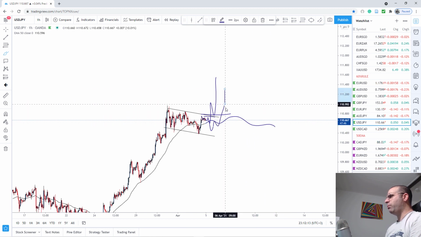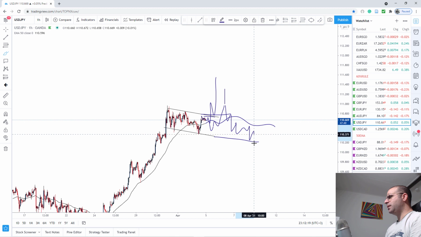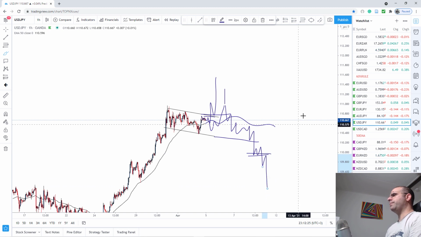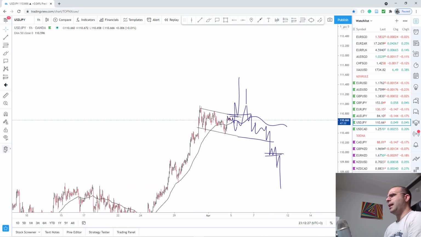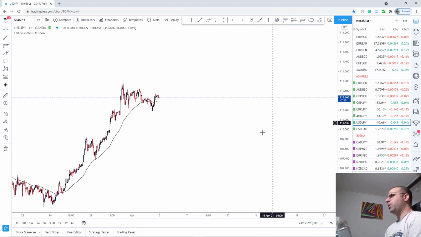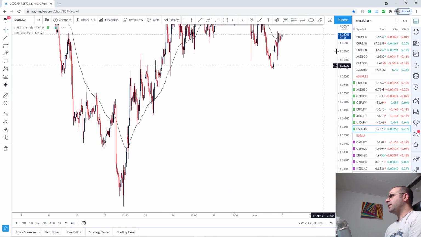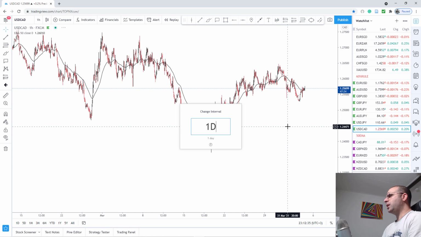a fake out, a wick above, and then price continues downwards. Let's extend this one, okay, consolidates a bit, breaks below, and we see that. Then we are in once again over here. Okay guys, these are the likely scenarios that I'm gonna be watching for on USDJPY and USDCAD, the last pair I'm gonna be showing over here.